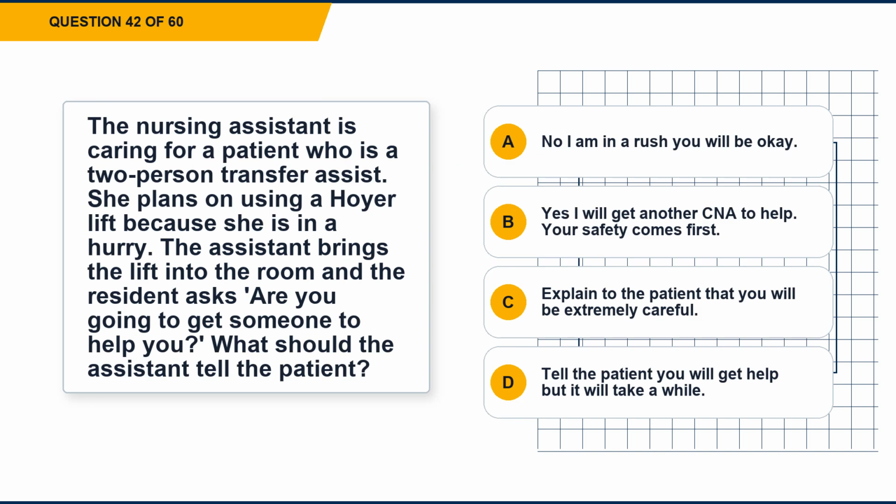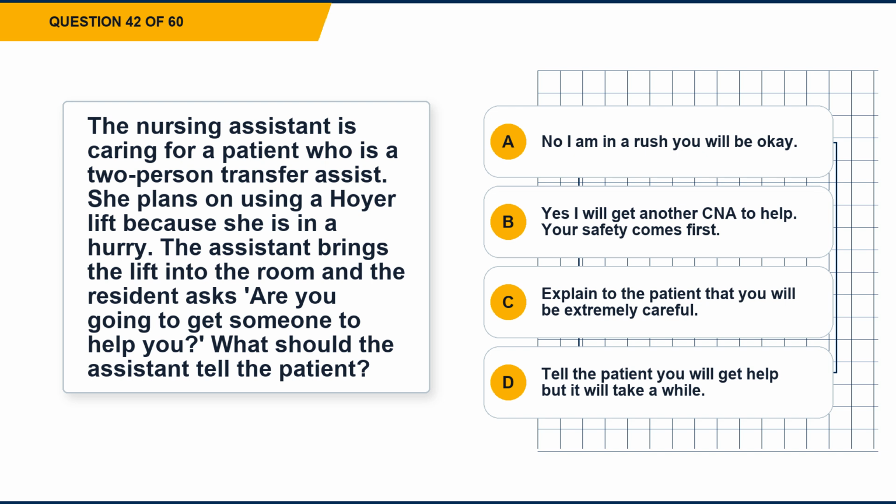Question 42. The nursing assistant is caring for a patient who is a 2-person transfer assist. She plans on using a Hoyer lift because she is in a hurry. The assistant brings the lift into the room and the resident asks, "Are you going to get someone to help you?" What should the assistant tell the patient?